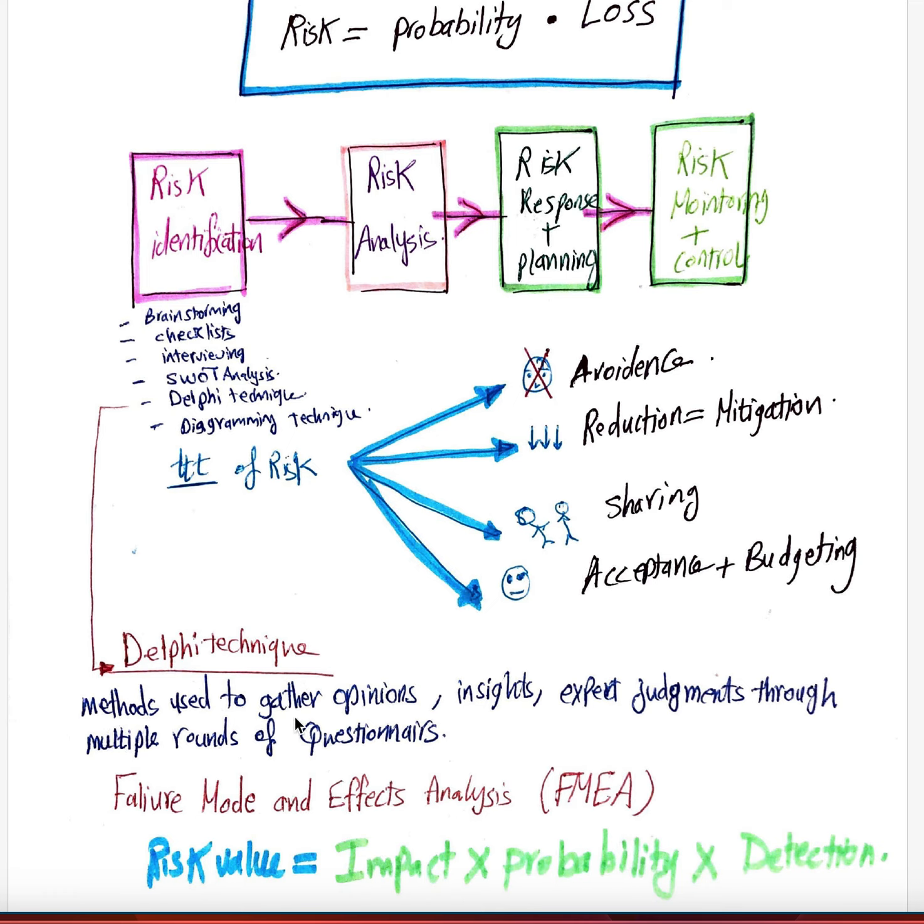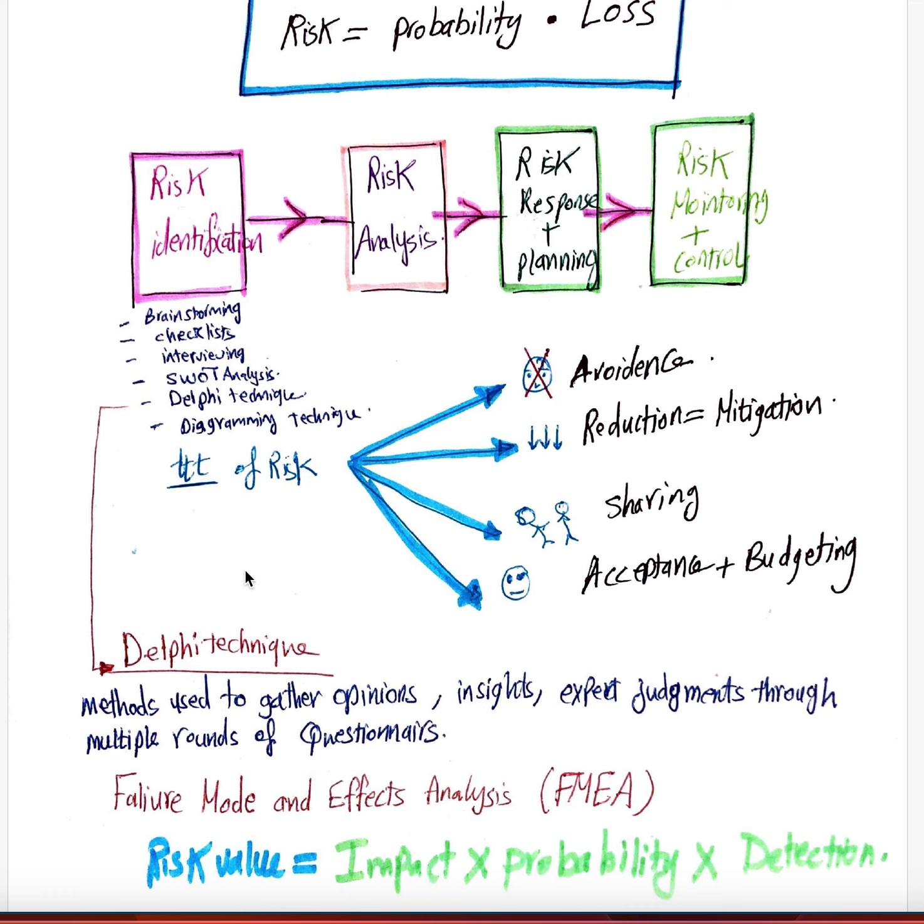The Delphi technique is a method used to gather opinions, insights, and judgments through multiple rounds of questionnaires. We gather the opinions and insights, and we can imagine what the risk is. This way we can identify the risk. So we have many techniques to identify the risk, like brainstorming, checklists, SWOT, which I explained, the Delphi technique, and the diagramming technique. By this we identify the risk, and again we analyze the risk, then response planning, and then control and monitoring.